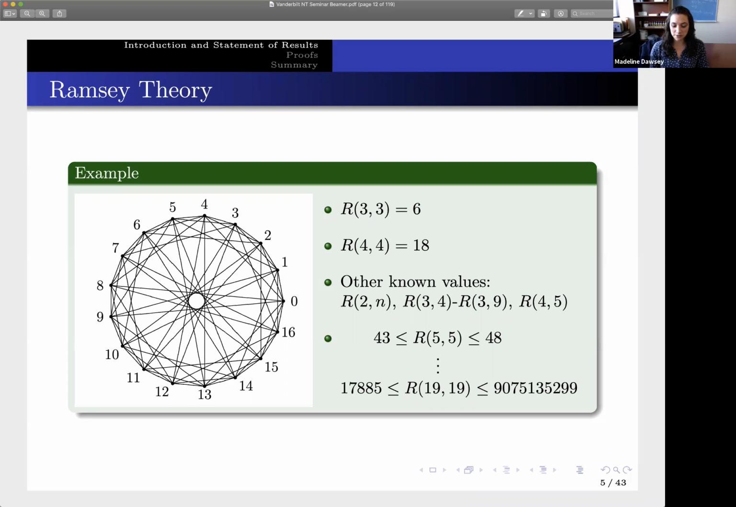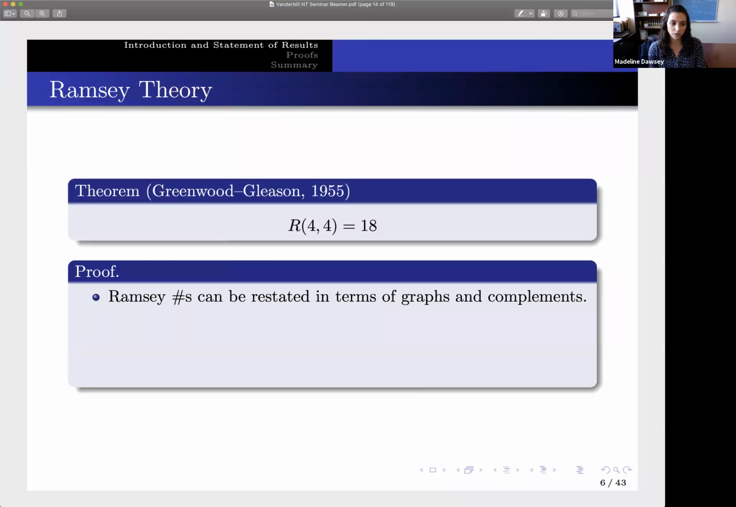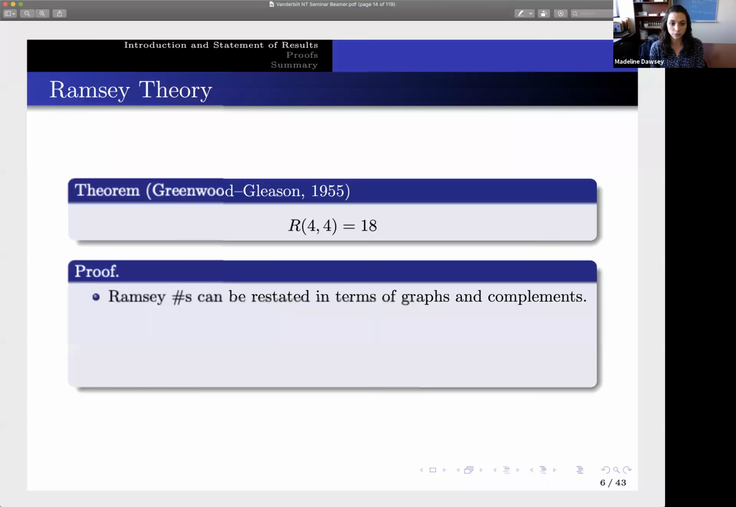So one of these we talked about, R(4, 4) equals 18. I'm going to talk a little bit more about that because the Paley graph comes up, and that's going to be a big thing in this talk. In 1955, Greenwood and Gleason proved that R(4, 4) equals 18. And here are some bullet points about how they did it. First of all, the graph we saw on the previous slide is not colored red and blue, and it's also not complete. So how can you use that to tell us anything about R(4, 4)?